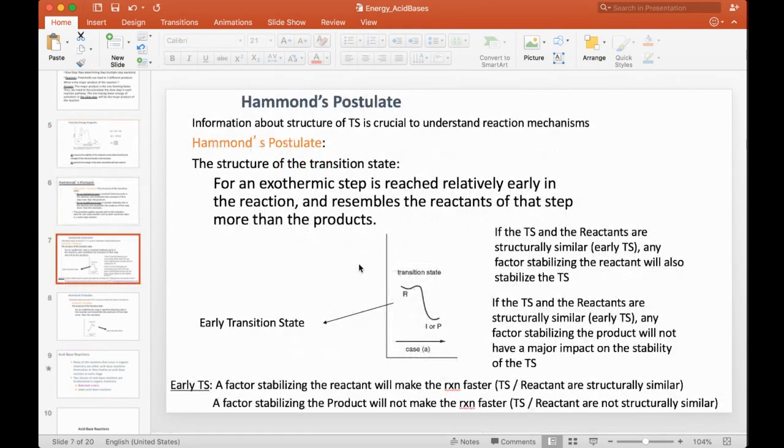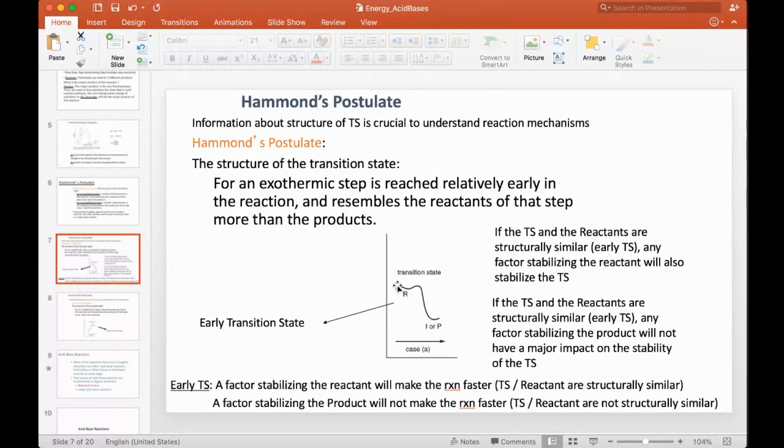Hammond postulate. Once again, in any exothermic step, the transition state is early. It means that it's reached pretty quickly, so the higher energy point is reached pretty quickly. That actually means that in that higher energy point, the structure of that intermediate resembles more the reactants than the products. So it's structurally more similar to the reactants than to the products.